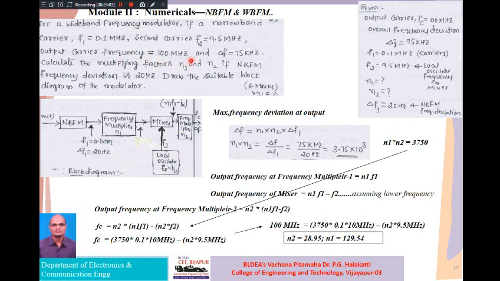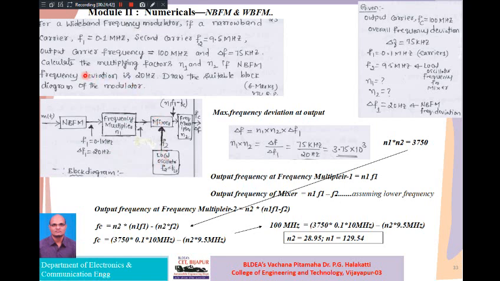Output carrier frequency, now he has given, the previous problem he asked you to solve, that is FC. So FC is given, that is 100 megahertz, and the frequency deviation at the output, delta F, that is 75 kilohertz, is also given. So it is exactly the reverse of the previous problem. He has given the output carrier frequency and the maximum frequency deviation at the output. In the earlier problem he asked for these two, but now he has given these two. Now he will be asking you to find N1 and N2.